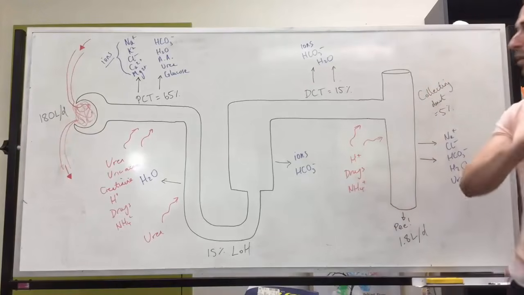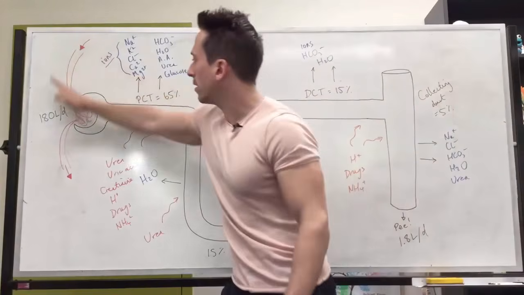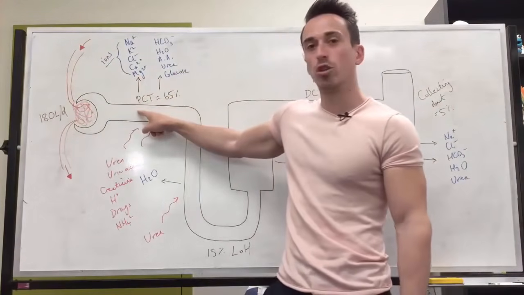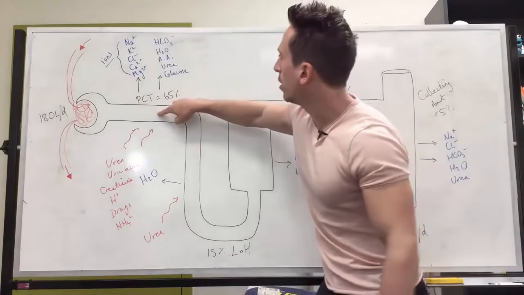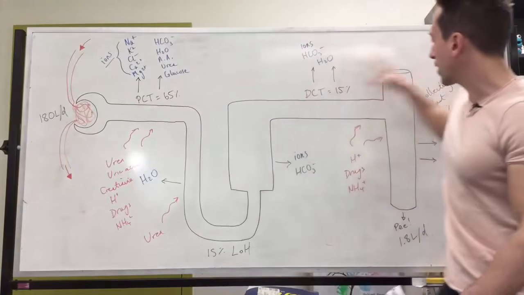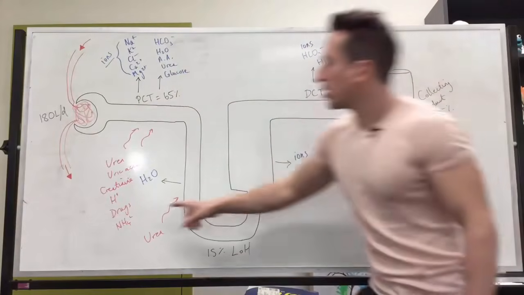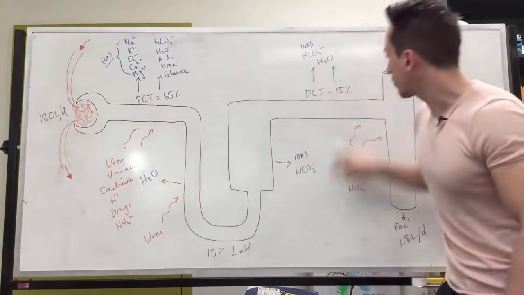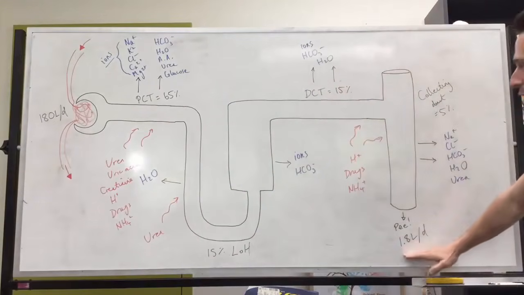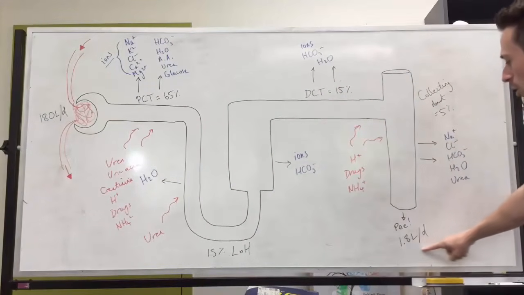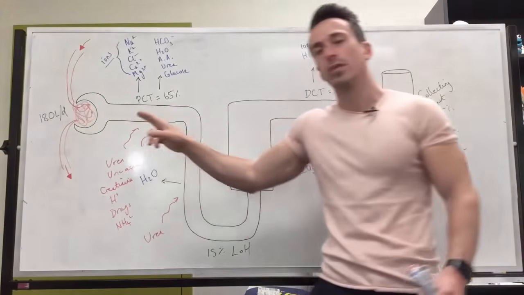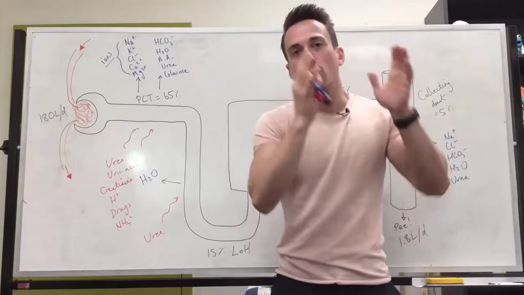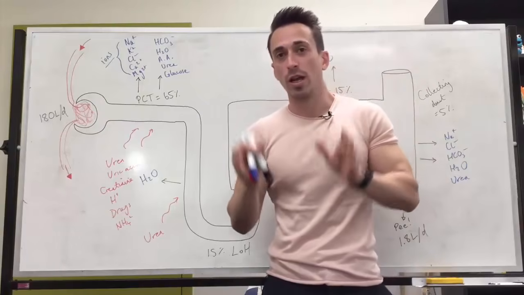So if we have a look at this process, we filter most things into these tubules. We reabsorb nearly 100% of it back into the body, but we secrete very specific products back into the tubules so that overall we only pee out 1% of everything that we've filtered. And this is the process of reabsorption and secretion at the tubules.